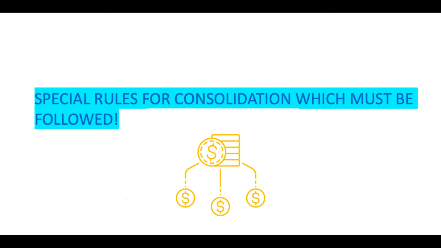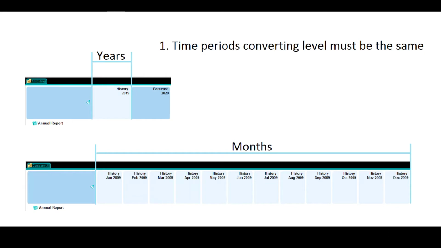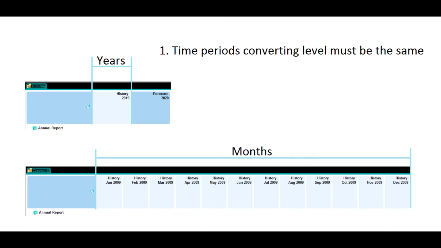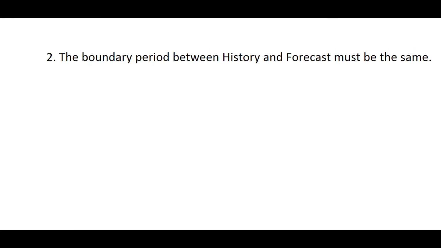But before we start, I want you to learn some special rules which must be followed. Number 1. Time periods converting level must be the same for all the source files. In other words, you can't consolidate the files if, for instance, one of them has convert level set to years for the history periods while the other one has months.